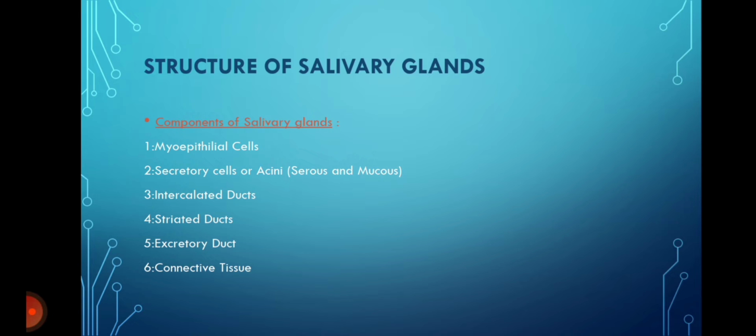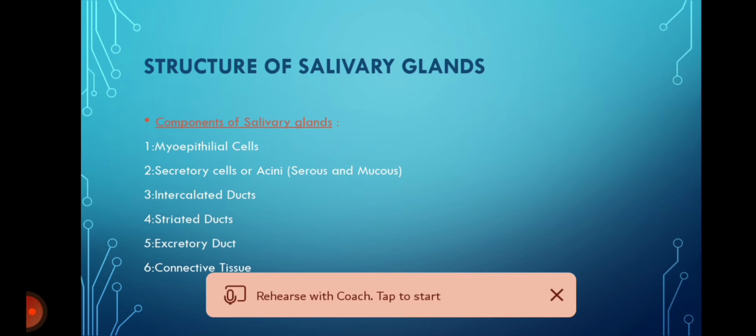First of all, it is myoepithelial cells, and second one is secretory cells or acini. It contains serous and mucus. Third one is intercalated ducts, fourth one striated ducts, fifth one excretory ducts, and sixth one connective tissue. Connective tissue surrounds all these above mentioned components.